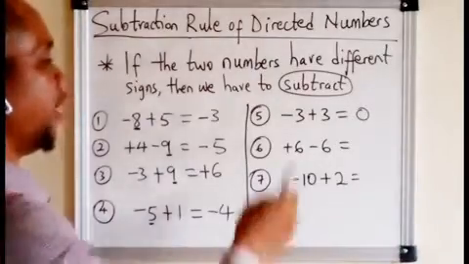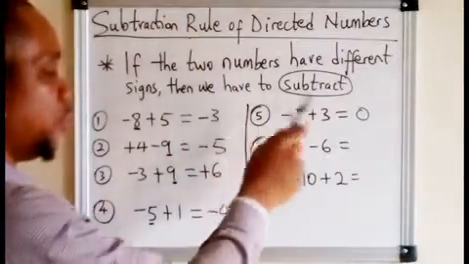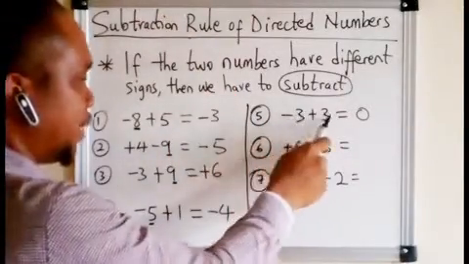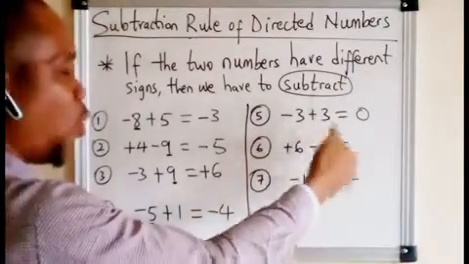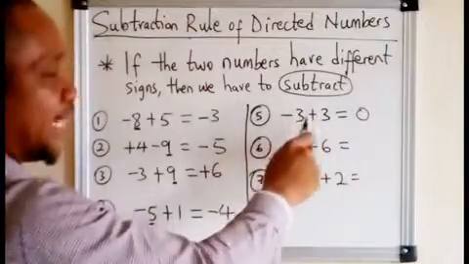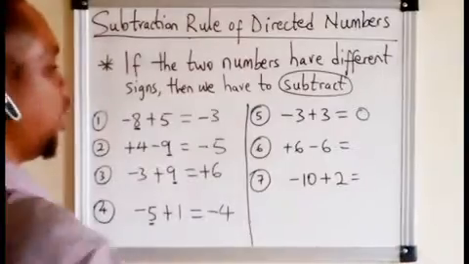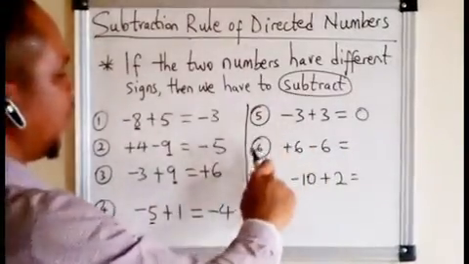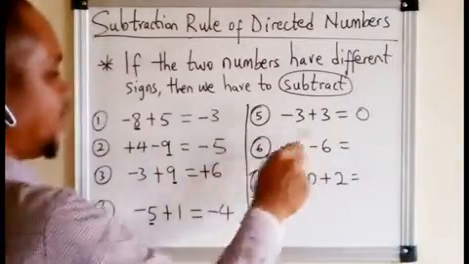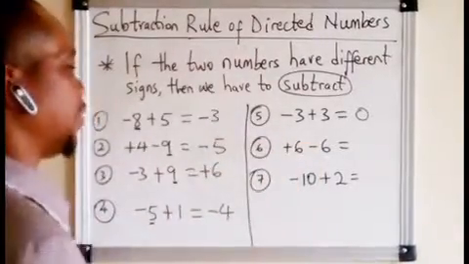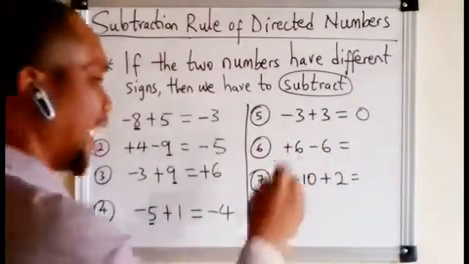So, when the numbers are carrying different signs and the two numbers are equal, this 3 is equal to 3. They are the same. So the two numbers are equal in size, and they are carrying different signs. The answer will always give you 0. And in number 6, we also have the first 6 carrying a plus sign, the second 6 carrying a negative sign or a minus sign. Since the two numbers are equal, but they are carrying different signs, the answer will always be 0.